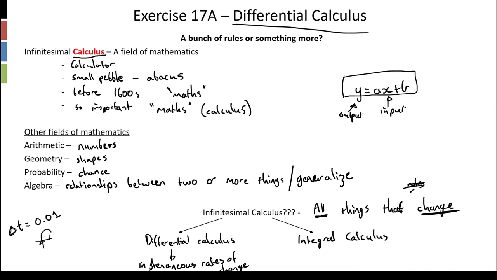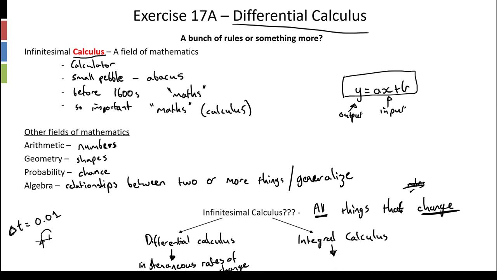So we're going to look at finding rules or ways to calculate instantaneous rates of change, and that's really important, and it gets used extensively in physics and any sort of mathematical analysis, even finance, things like that.